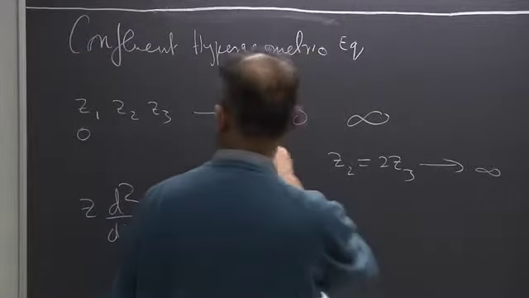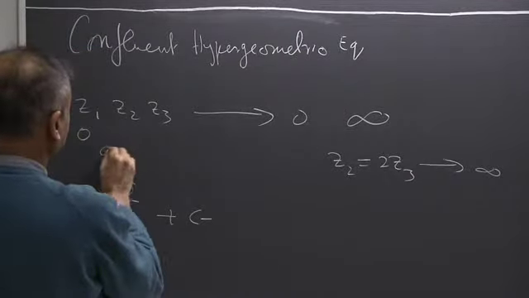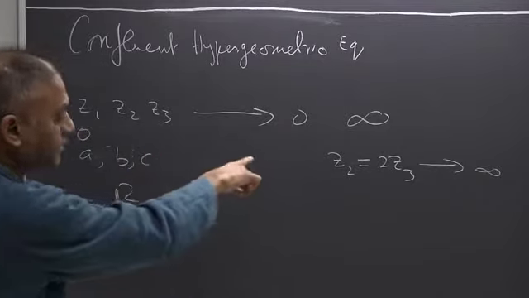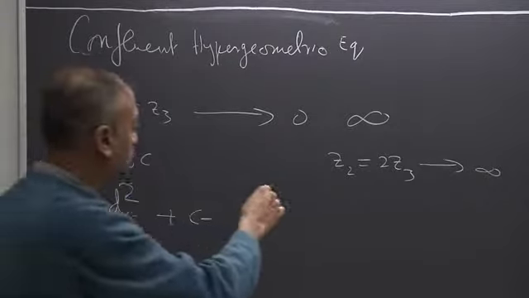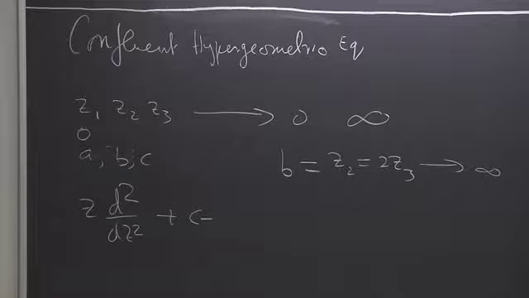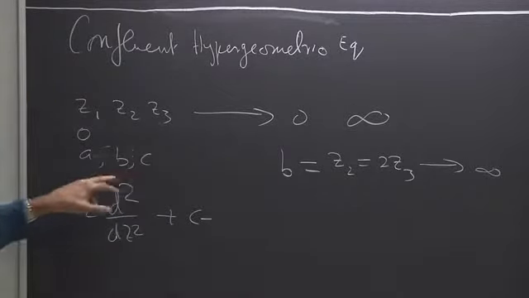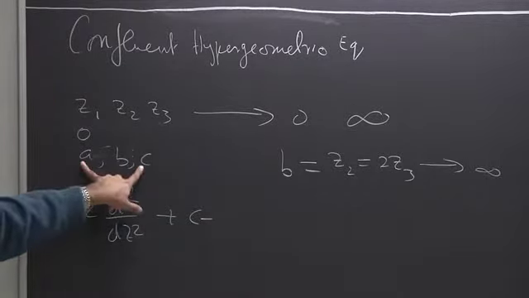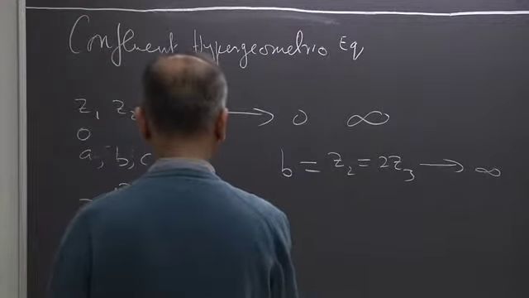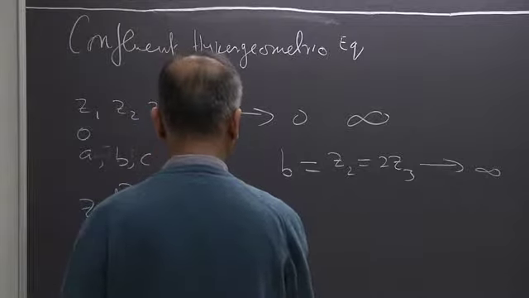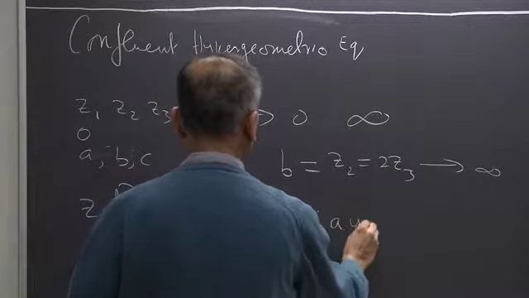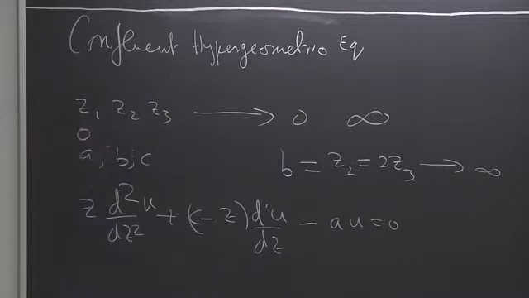In that process, because there were these parameters a, b, and c, three parameters, in this limit, in order to get again some useful equation, we also needed to take b to infinity. So basically b disappeared. So there are only parameters left over, a and c. Right? So you get here c minus z d by dz minus a u equal to 0. So this was the equation.